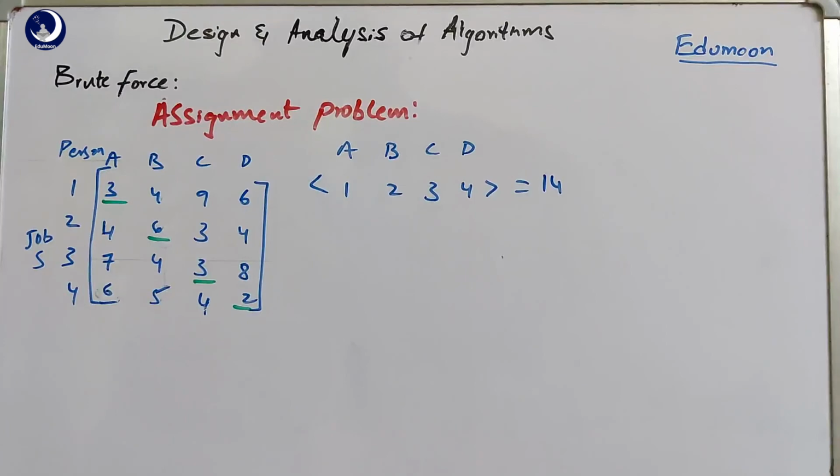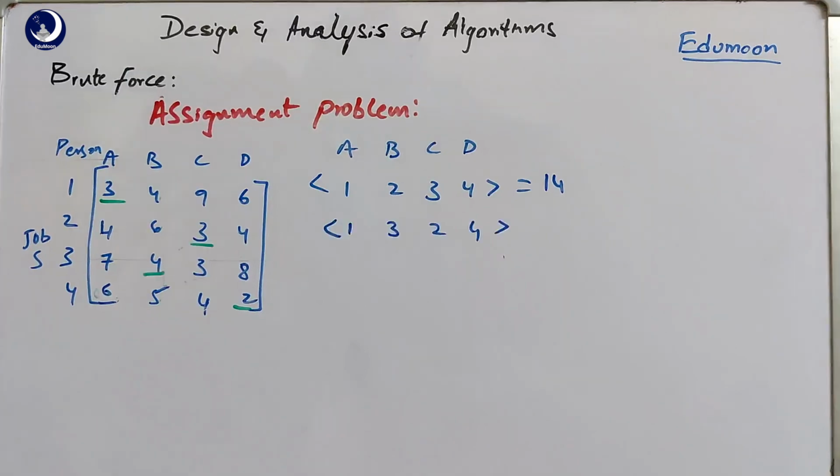You can write the next combination as 1, 3, 2, 4. So this is the next kind of assignment. Here the total cost will be 3 plus 3 plus 4 plus 2, because we assign job 1 to A, job 3 to B, job 2 to C, and job 4 to D. So this is the way we assigned in the second combination. B is taking job 3 and C is taking job 2. So here the total assigning value will be equal to 12.